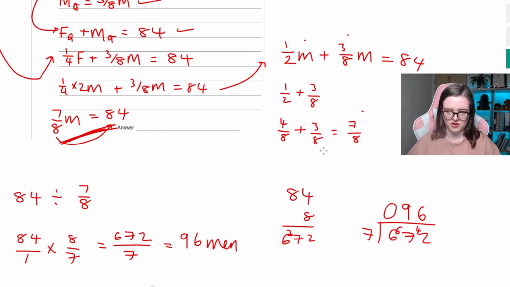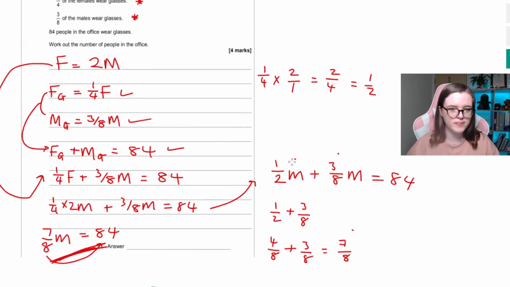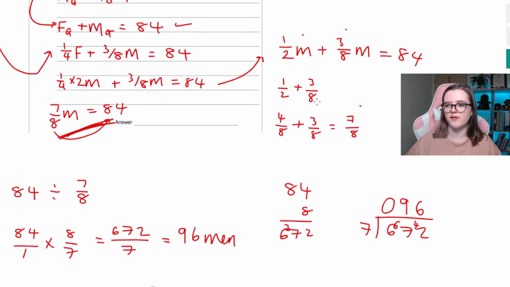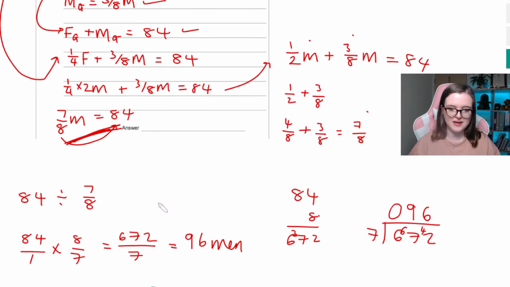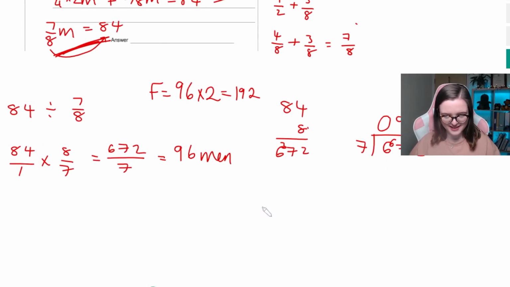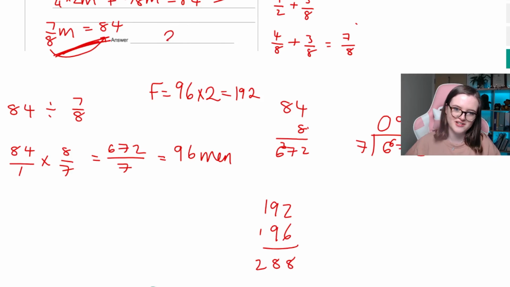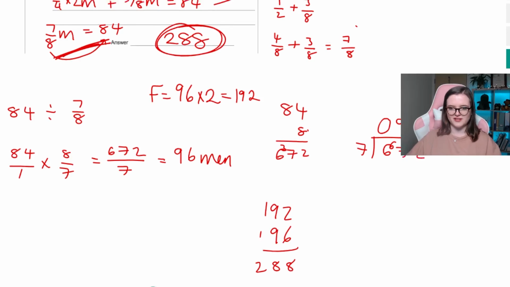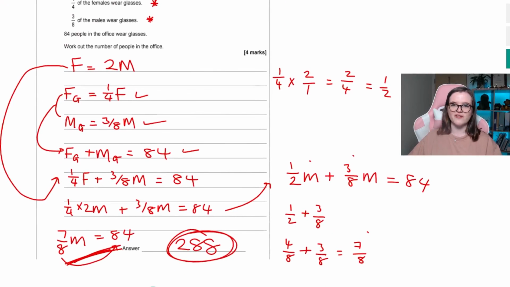And then, golly gosh, never ends, does it? Going back to the top, the number of females is twice the number of males. We've got the number of males is 96. The number of females is then going to be 96 times 2, which is 192. There we are. And then add them together. 192 plus 96, 288. That's all of it. What a funny question.